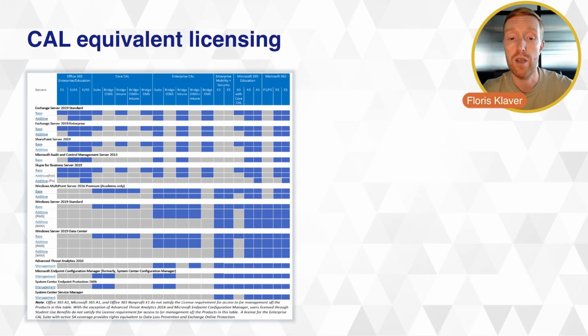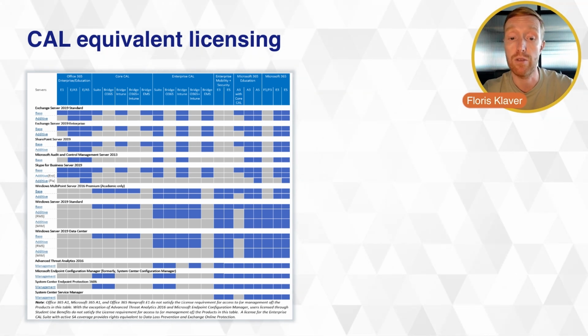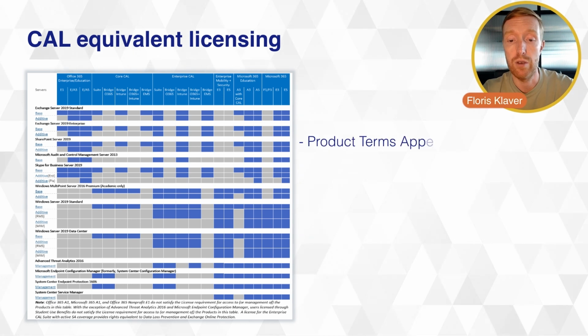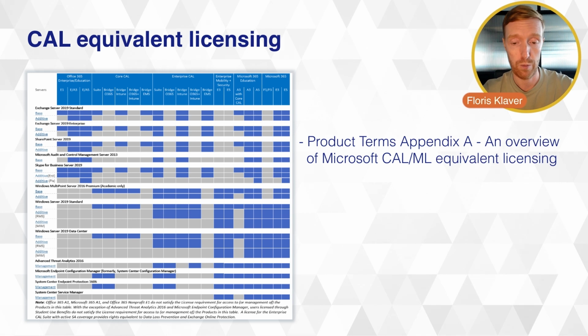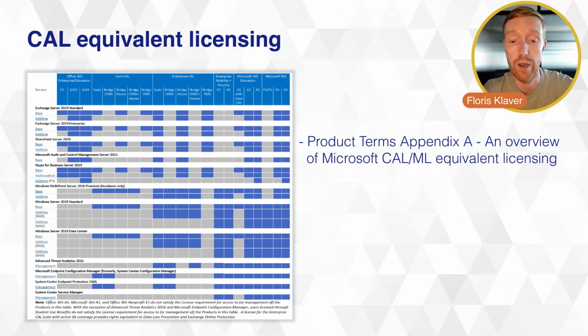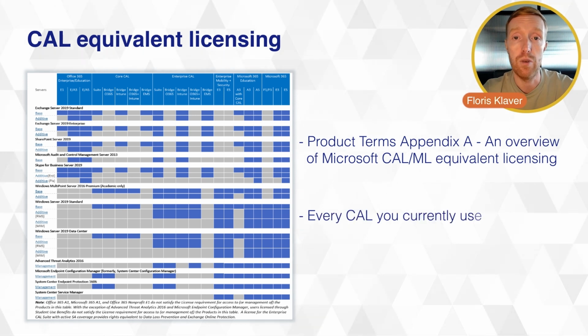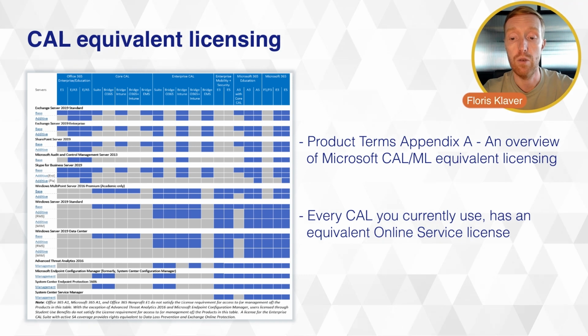As a starting point, the picture on the left shows a lot of information. This is taken from the Microsoft product terms. It used to be in Appendix A, and it's still in the appendix. If you go to the product terms website, there's a little drop down on the left. CAL equivalent licensing is included here. Every CAL that you have been using or are used to using has an equivalent online service.